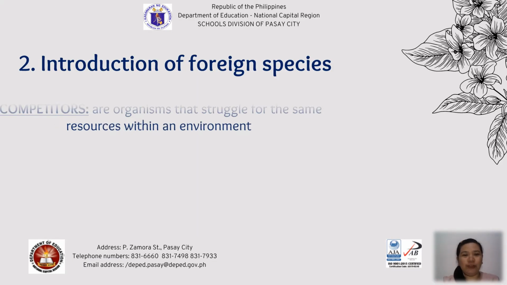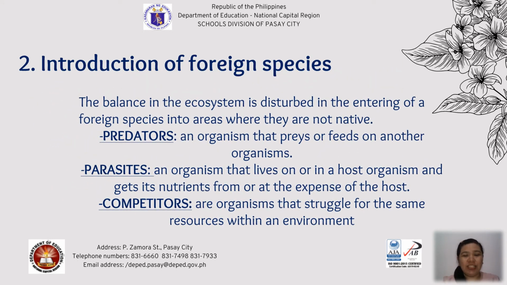Next, we have the introduction of foreign species. The balance in the ecosystem is disturbed by the entering of a foreign species into areas where they are not native. They are predators, parasites, and competitors. Predators are organisms that prey or feed on other organisms. A lion eating a deer is a sample of predators. Parasites are organisms that live on or get their nutrients from the host. Hair lice are samples of parasites. Competitors are organisms that struggle for the same resources within an environment. Cheetahs and lions that feed on similar prey are samples of competitors.